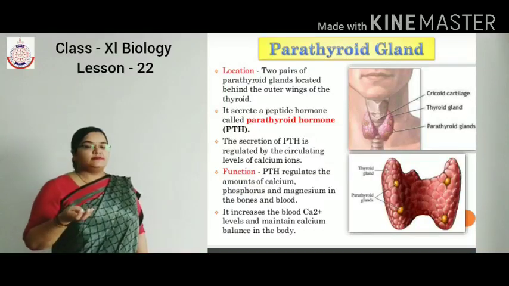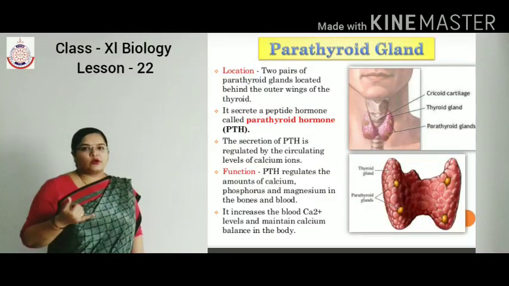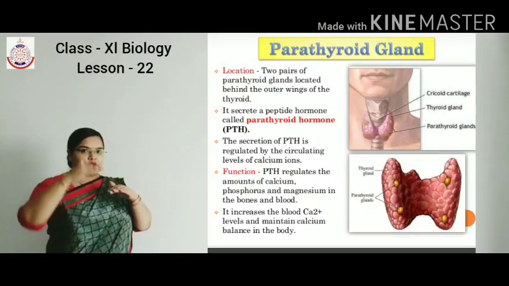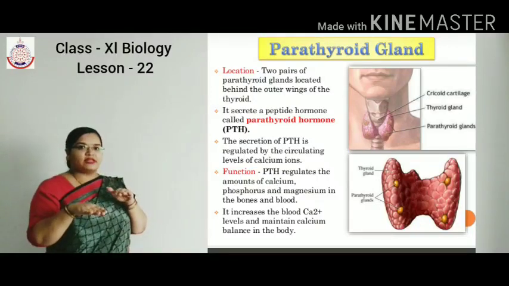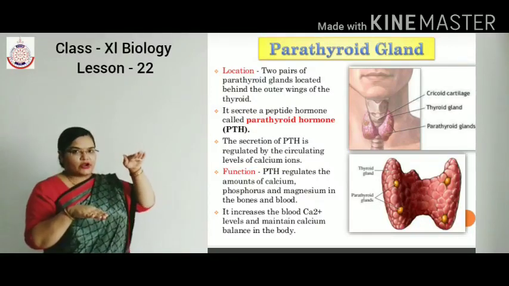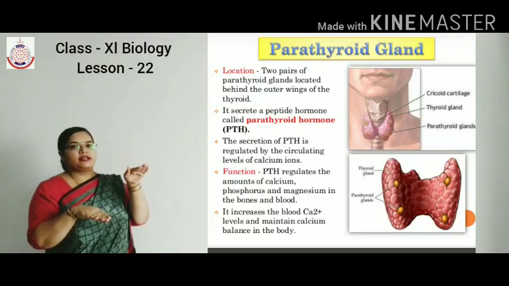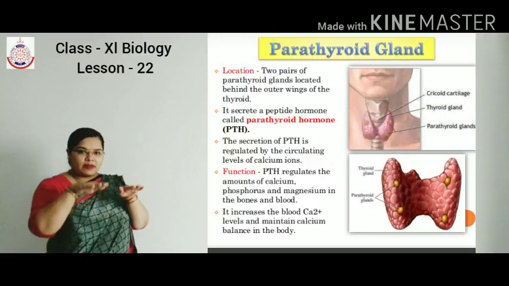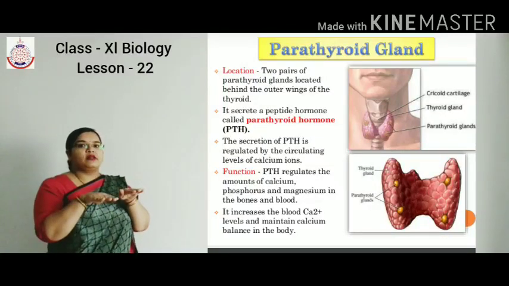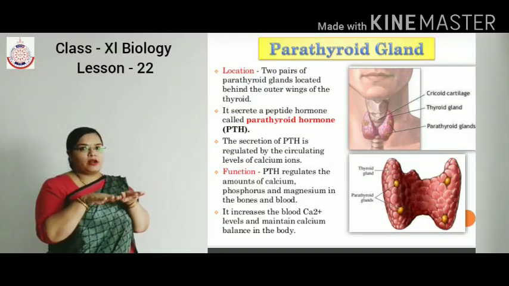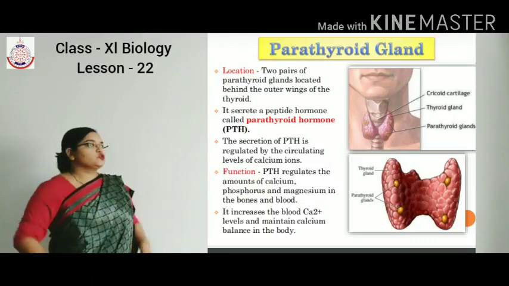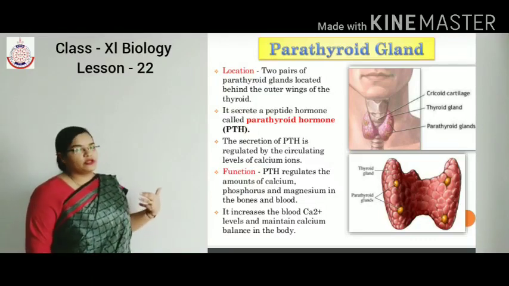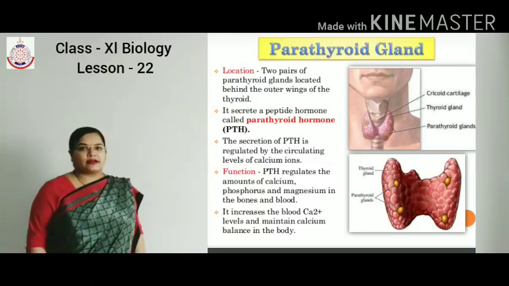Next function: thyrocalcitonin reduces the calcium level in the blood, and parathyroid hormone increases the calcium level in the blood. So along with thyrocalcitonin, it maintains the calcium level in the blood plasma of the body. So these were the functions of the parathyroid gland.